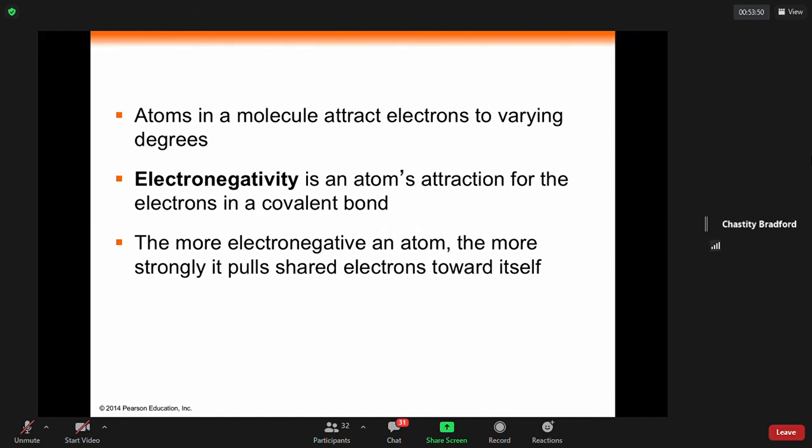Electronegativity. This is a word you need to write and know. Remember I said I'm going to have you post your notes from today as an assignment. Electronegativity, what is that? That is an atom's attraction for the electrons in a covalent bond. This is one of the ways that I teach electronegativity. It's attraction. Electronegativity is an atom's attraction for the electrons in a covalent bond. So the more electronegative an atom is, the more strongly it's going to pull the shared electrons toward itself.